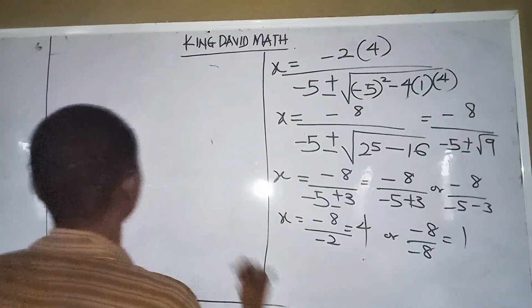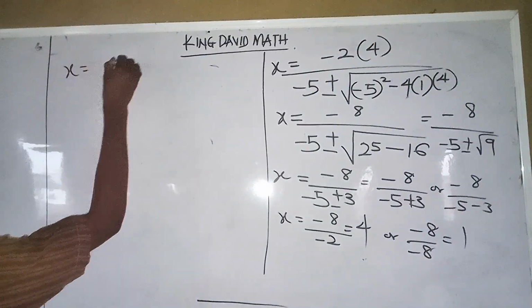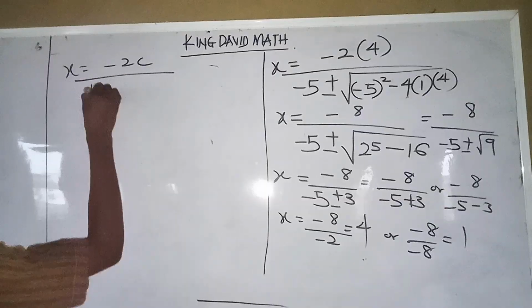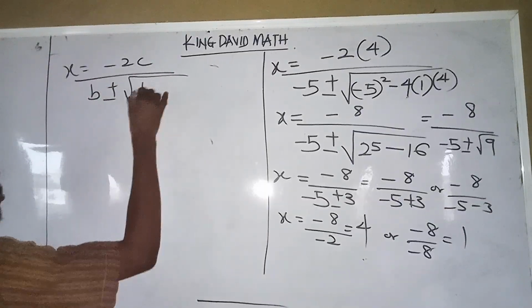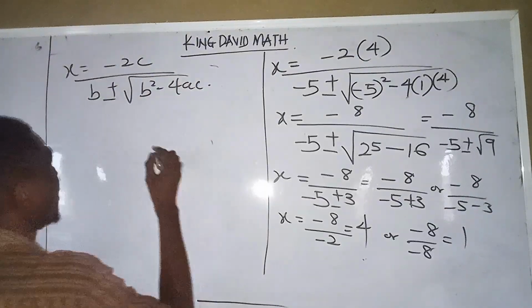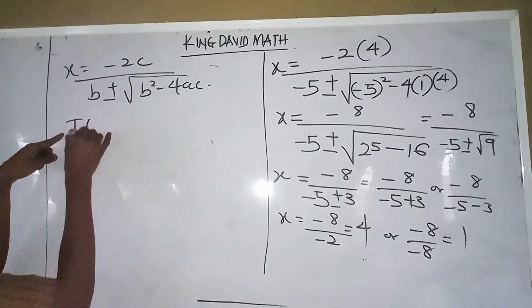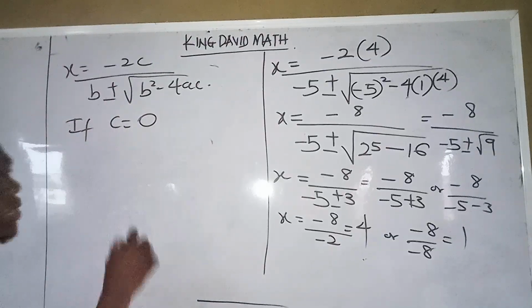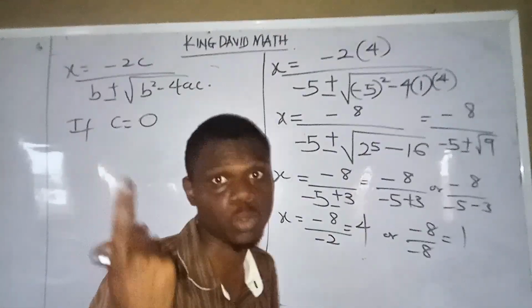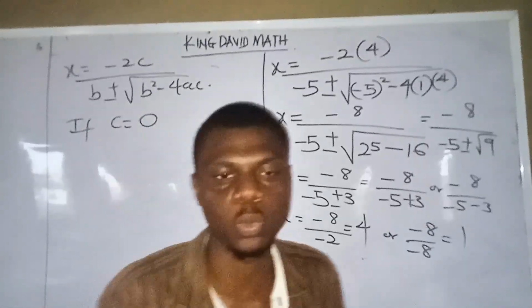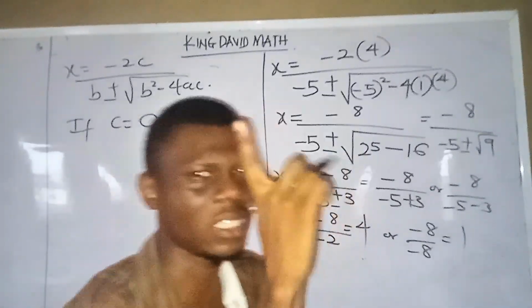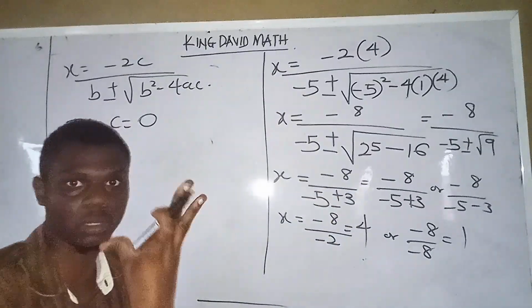Now, what do I mean by that? So since our x is equal to minus 2c over b plus or minus square root of b squared minus 4ac, and if c equals 0, we only get one solution to the question, and the quadratic equation should always produce two solutions. So that's the disadvantage of using this formula.